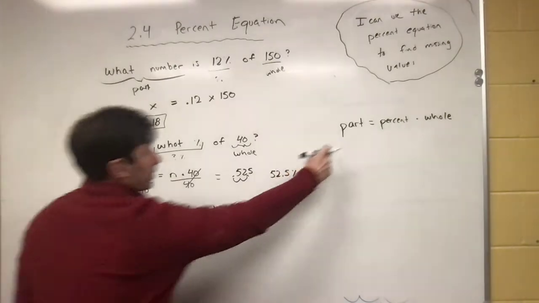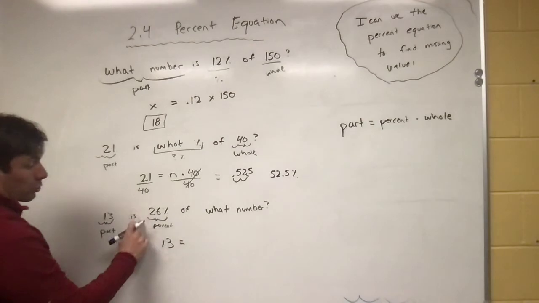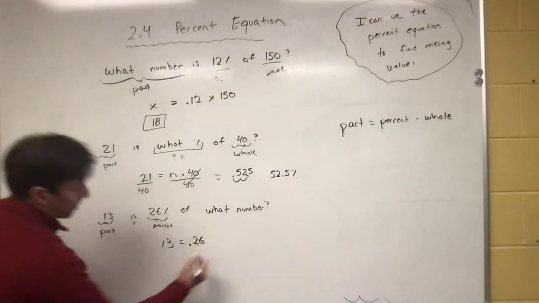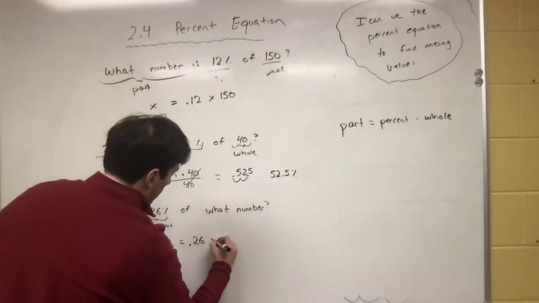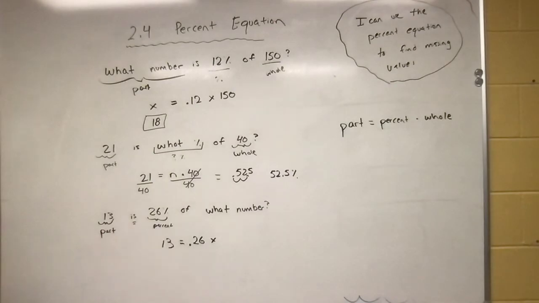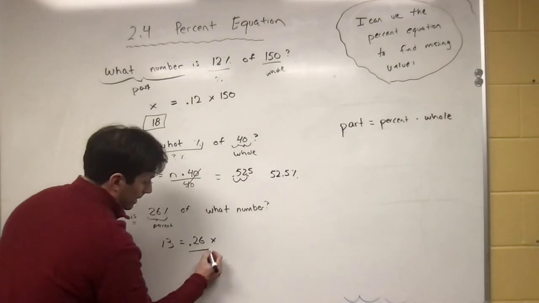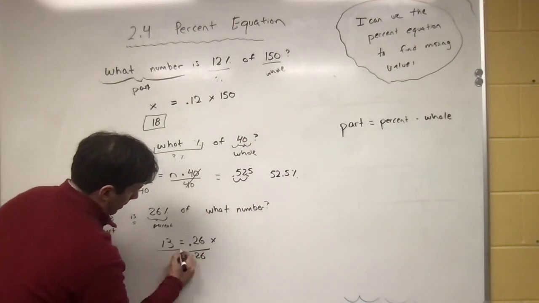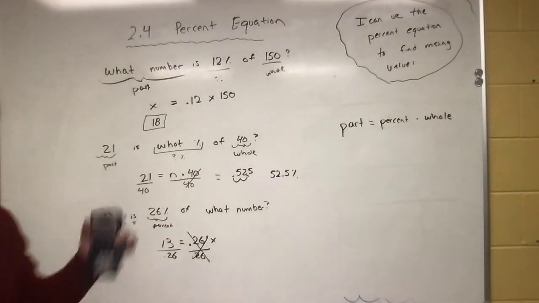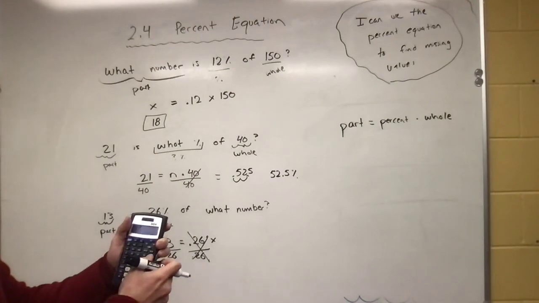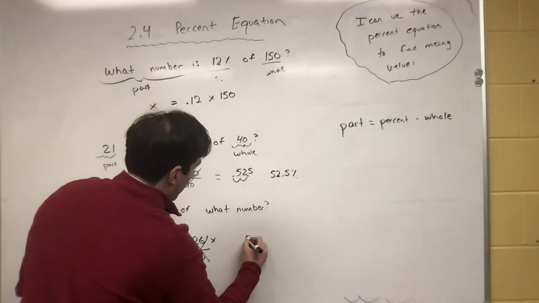So let's go with our part, which is 13, equals my percent, which is 26. So I'm going to write 0.26 because we know we changed that to a decimal, of my whole, which is x. So I know I have to multiply 0.26 times something to get to 13. So just like I did the last time, I'm going to divide by 0.26 on both sides. These will cancel out. And now here's where my calculator comes in handy. 13 divided by 0.26, and I'm going to get 50 as my whole.